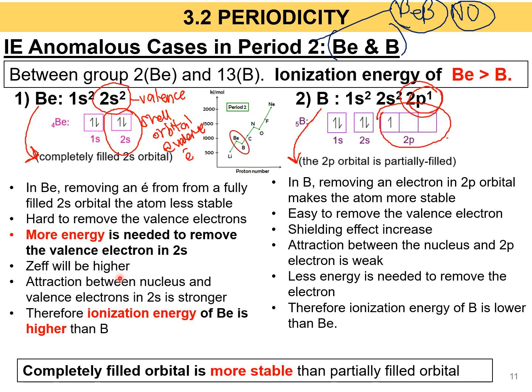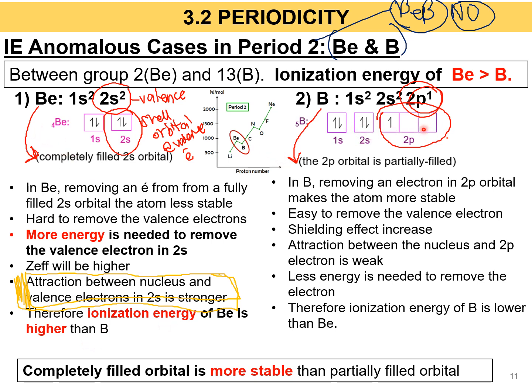When the effective nuclear charge is higher, therefore the attraction, this is important, this point is important, the attraction between the nucleus and the valence electron is stronger. This is a very important point, because when you want to know whether your ionization energy is low or high, it depends on the attraction between the nucleus and the valence electron. So in the case of Be, the attraction between the nucleus and the valence electron in the 2s orbital is stronger. Therefore, the ionization energy of Be is higher than B.